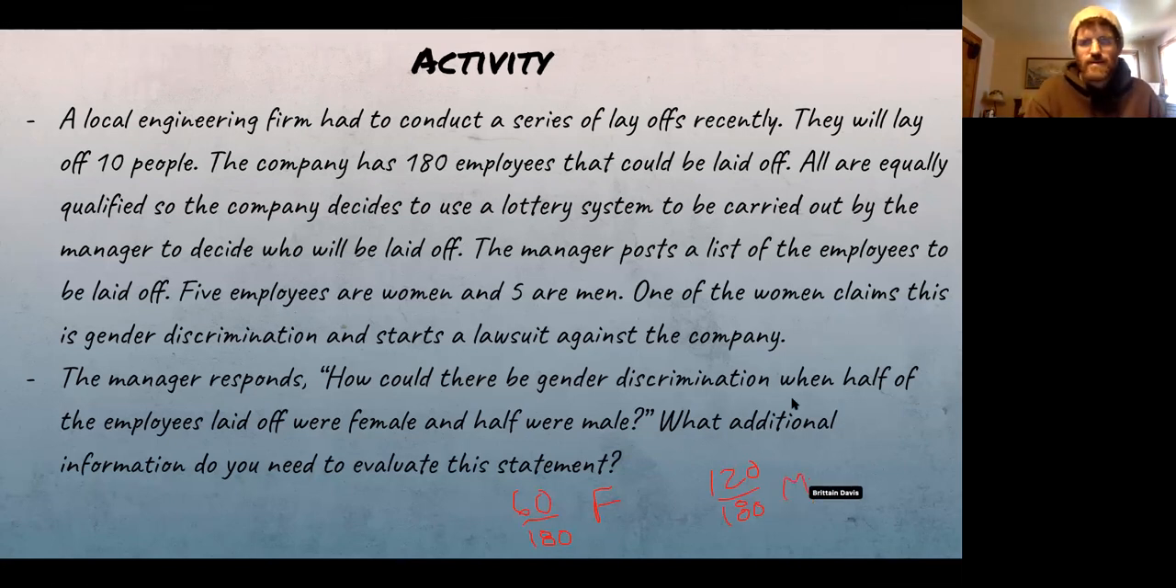Okay, so there we go. Now we know those numbers, and before we move ahead, if you want to share anything, you can. If you just want to think about it for a second, knowing this, do you feel like discrimination is happening? I'll just pause there for a second for you to think.